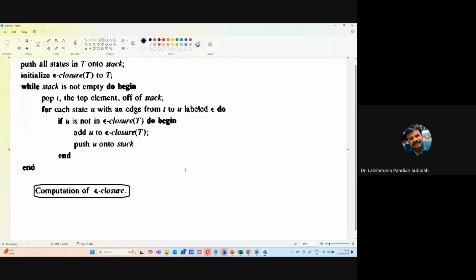Okay. Now, in the last class we discussed how to construct a DFA from an NFA. Now, we have an algorithm for epsilon closure as well as subset construction. Now, we are seeing that as in the previous problem.